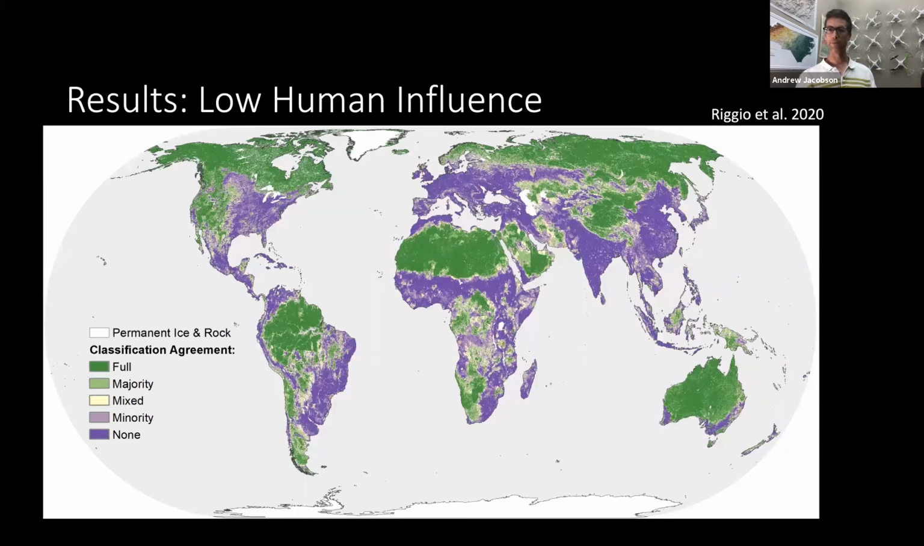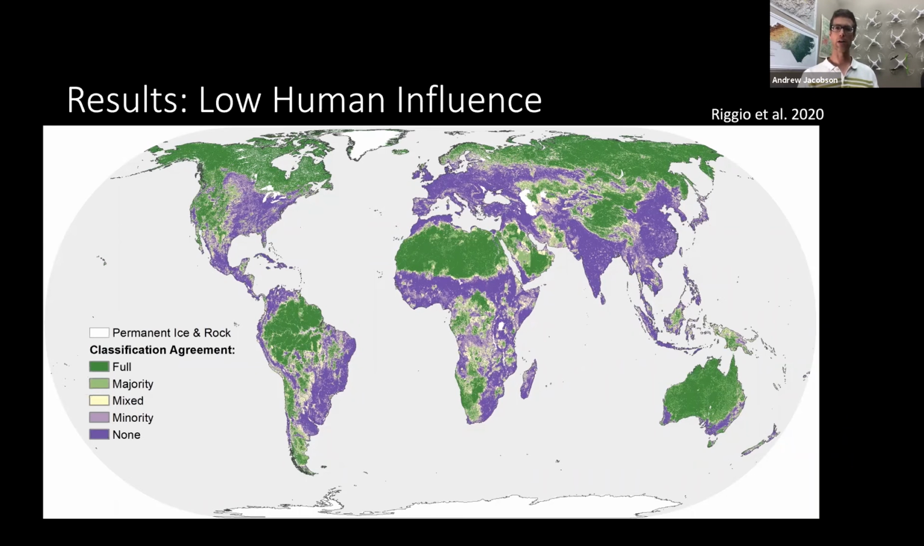The area in purple that's called none here, it's kind of a poor name. It also means that there was complete agreement in the data sets, but they all agreed the reverse of the dark green. They all agreed that these were areas that were impacted by people, okay? So we had the dark green, full agreement, all 4 data sets agree. These are areas not impacted by people or that had relatively low human influence. And then the purple was areas where all agreed there was human influence. And then there are those gradations, the places where the data sets did not agree.